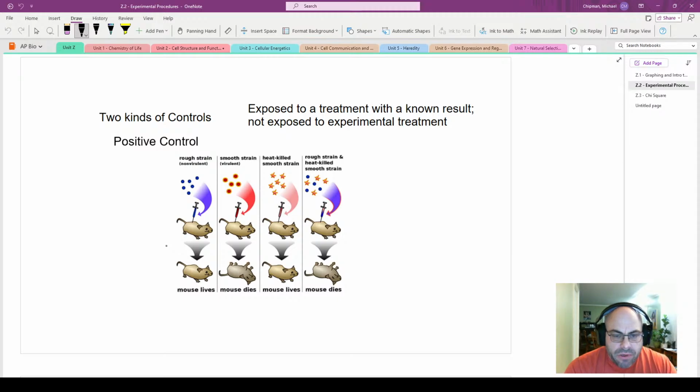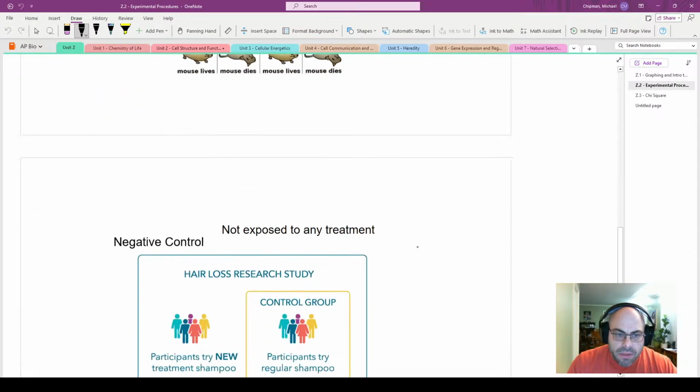And so a positive control is still a control, right? Because it's still being used as a basis of comparison, but it's something that you know is going to happen, right? It's in order to compare unknown things, right? So in this particular experiment, the unknown was what's going to happen when you mix the rough strain, heat-killed, smooth strain together, right? That's the unknown. All these other things were known treatments, and that's the idea, right? So positive control is when you have a known treatment or known variable.